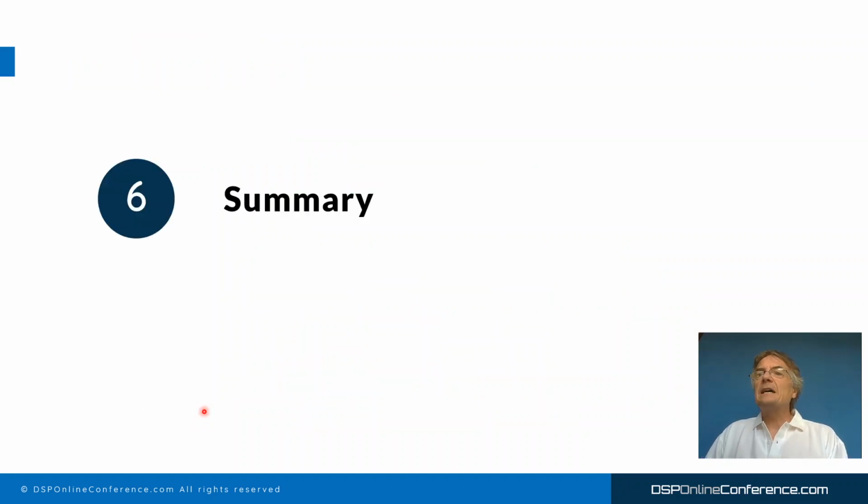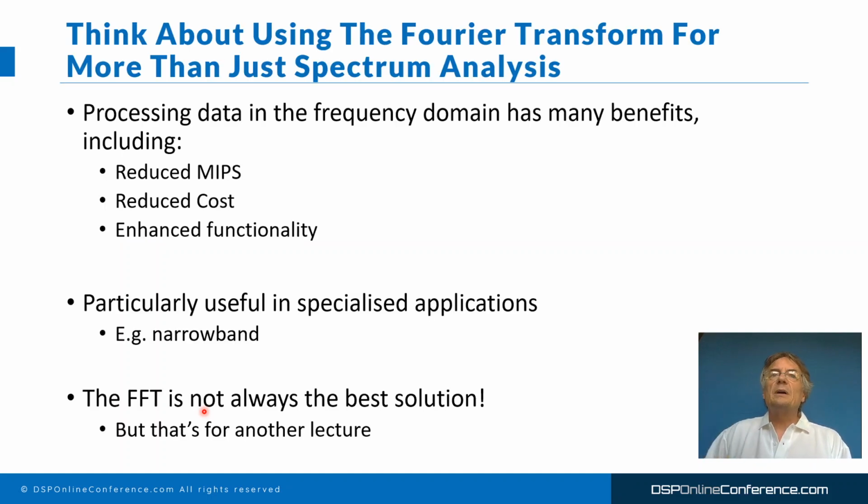Okay, that is the end of my talk. We've talked about using the fast Fourier transform for processing data in the frequency domain. It has many benefits, reducing MIPS and memory, which have a benefit of reducing the cost of our system, or enhancing functionality in an existing system with the same processing capability.